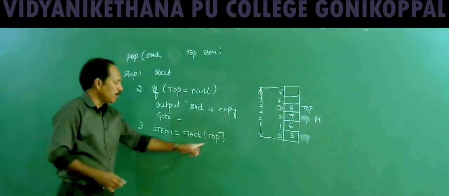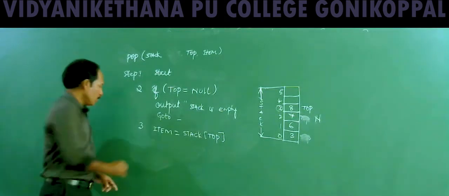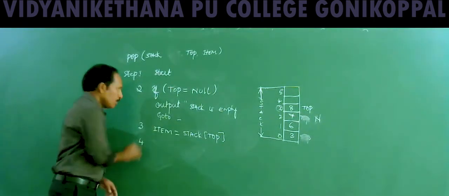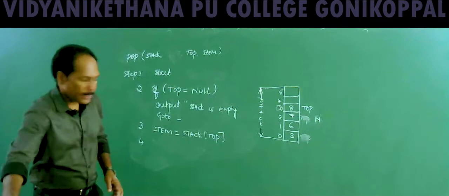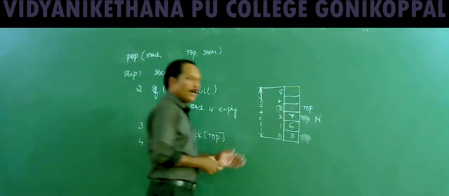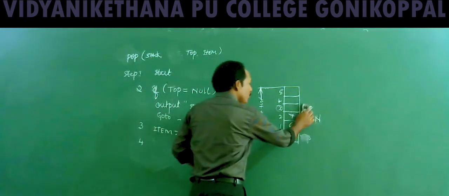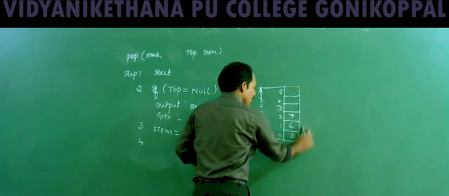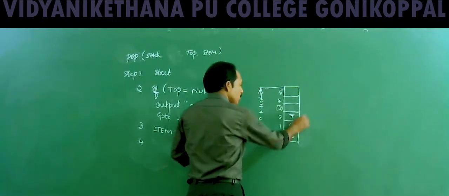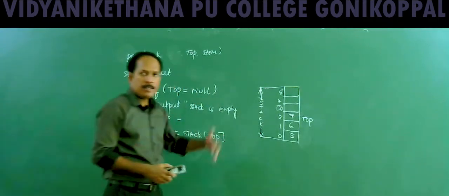In this example, the stack of 3, the 8 is copied to item. So after this, what happens? The next topmost element is over. So where is top now? Top is pointing to empty. Therefore, the top has to be decreased; it should now come to this element. This is the element to be deleted next.